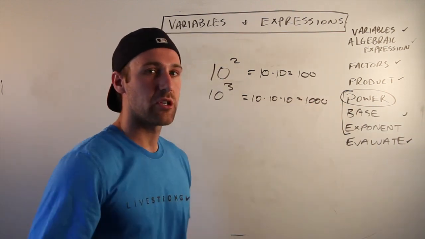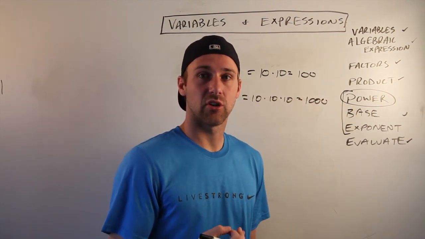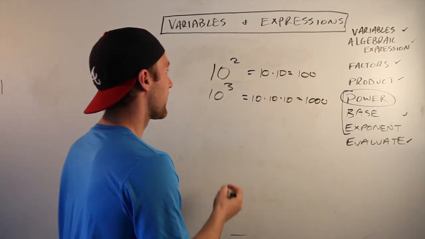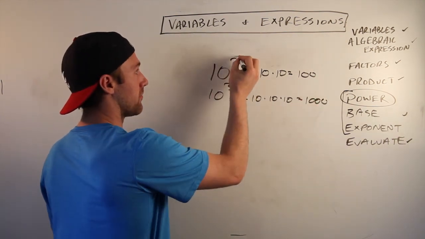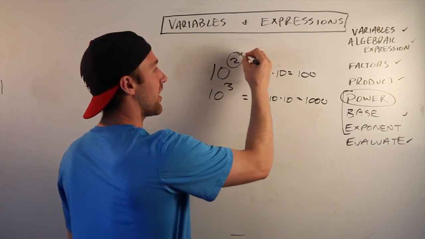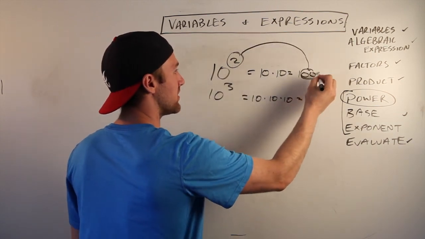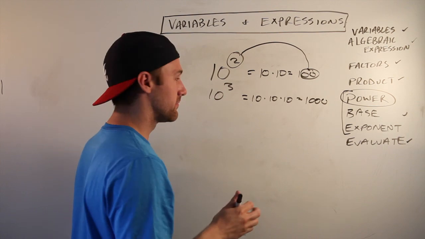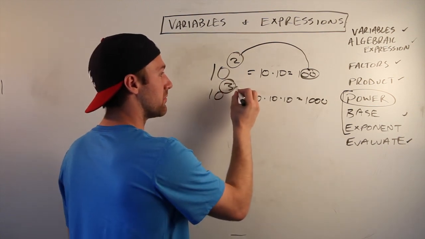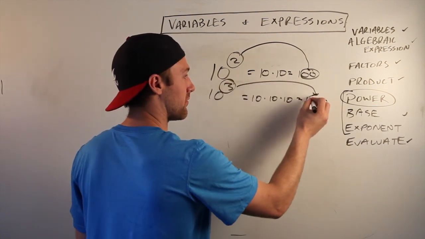Now, I'm going to show you a shortcut for finding an answer when you have 10 to a power. You got 10 here, squared. Look at our final answer. How many zeros do we have? 2. 10 cubed. How many zeros do we have? 3.